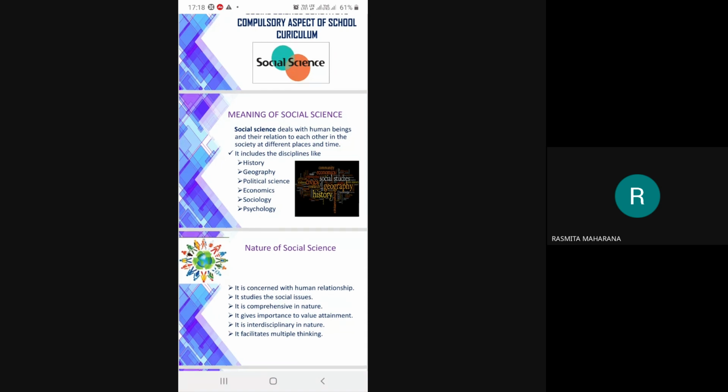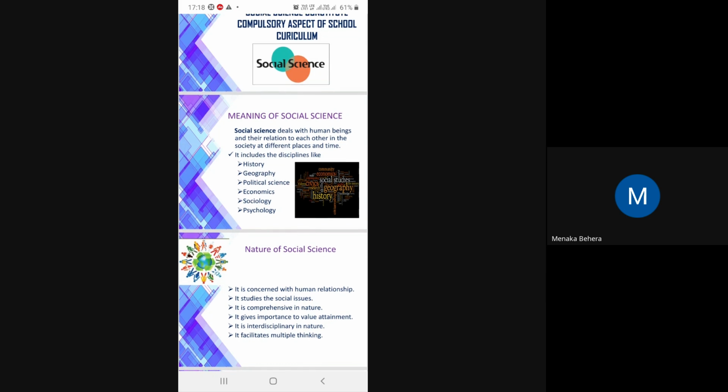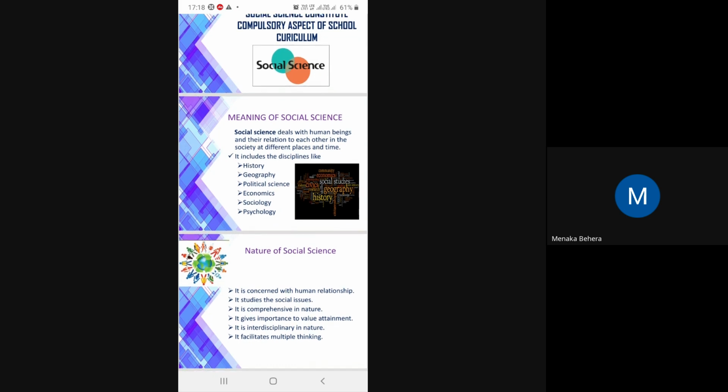Yes, the meaning of the word comprehensive is that it is going to cover many other subjects. As I told you in the previous slide, it is going to cover history, geography, political science, economics, sociology, psychology, anthropology, and many other subjects also. That's why we can say that social science is comprehensive in nature. Understand? It covers many other subjects and has more scope.